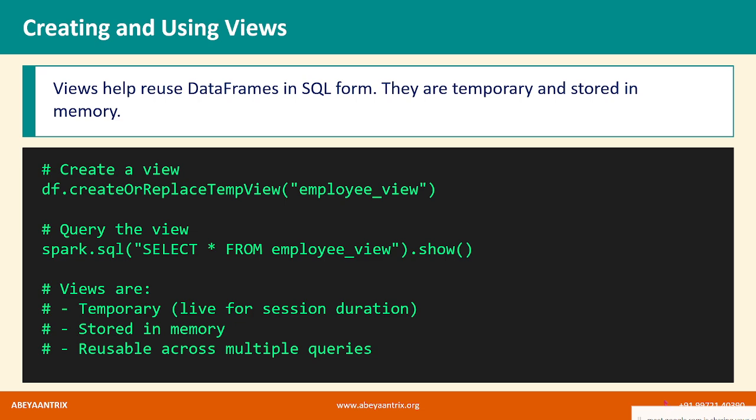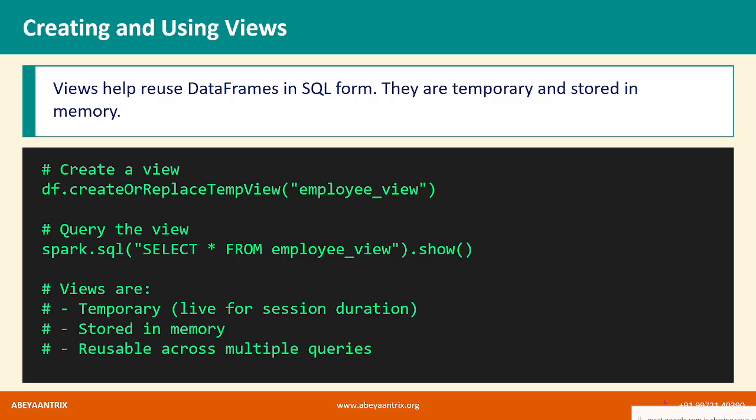To execute this query, what do you have to do? You have to create the temporary view. How do you create the temporary view? df.createOrReplaceTempView, and give the name of the view. This is the temporary view. Once you do this, then you can query: spark.sql, give the query, .show.